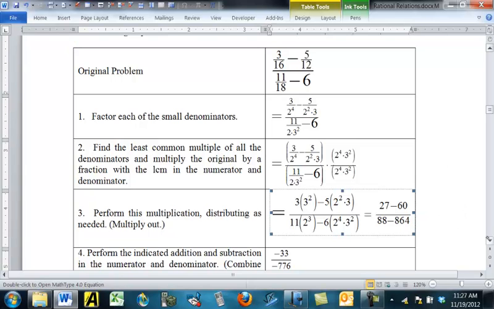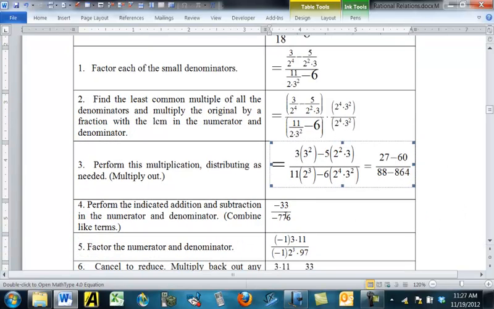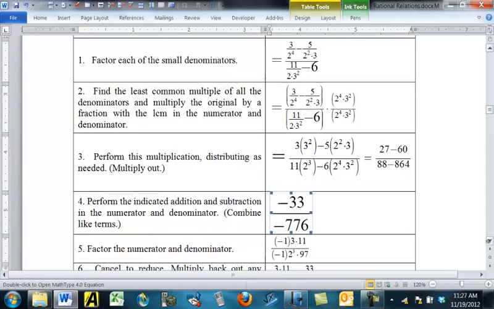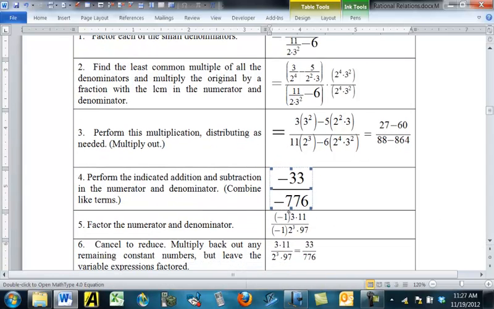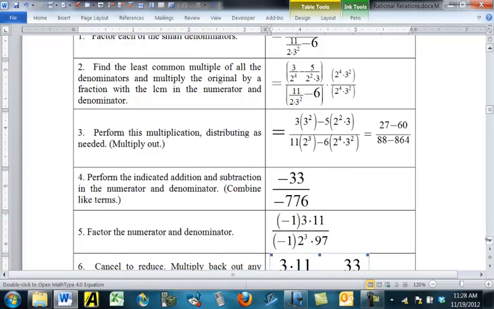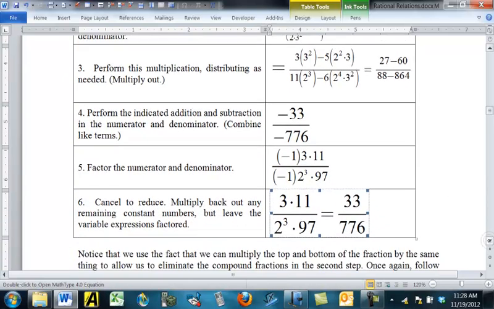864. Now go ahead and do your subtractions, or additions, in this case, subtractions. We get negative 33 over negative 776. Factor it. If it's negative, we're going to factor out a negative 1, and by the way, both those negative 1's cancel. 33 is 3 times 11, 776 is 2 cubed times 97. Nothing else is going to cancel except for the negatives. So in the end, we see the reduced fraction version is 33 over 776.